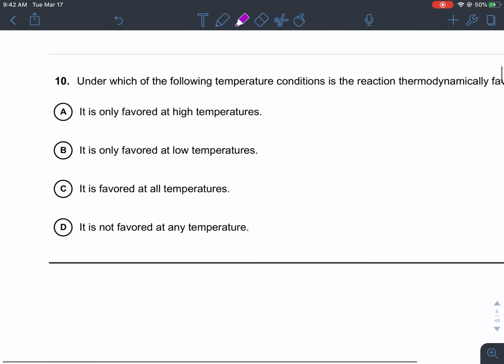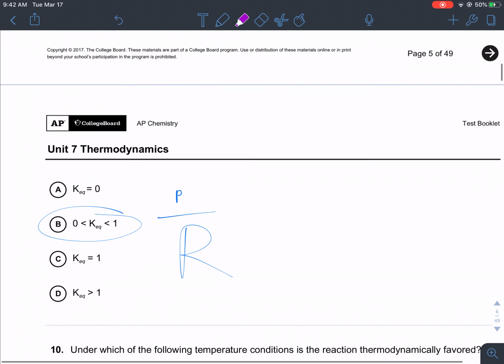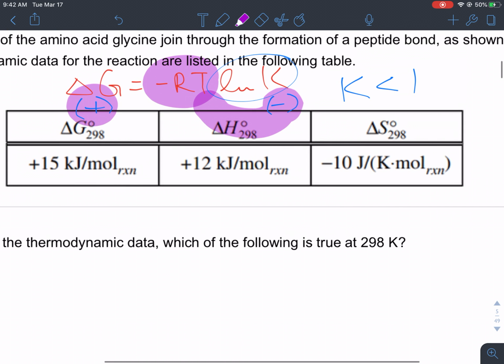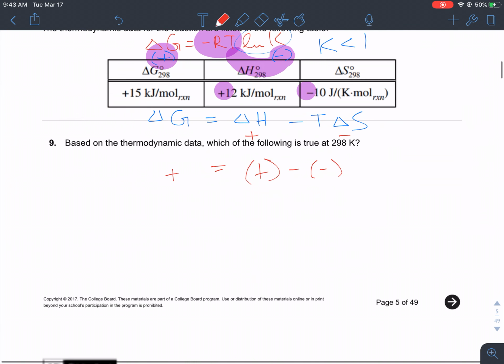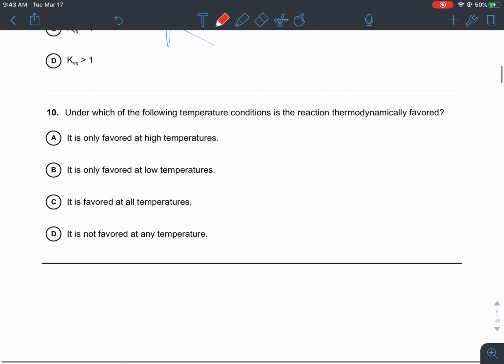All right, number 10. Under which of the following temperature conditions is the reaction thermodynamically favorable? And I'm looking at this and I'm saying, what? If this is positive and this is negative, remember, you have delta G is equal to delta H minus T delta S. If your delta H is always positive and this is always negative, well then you're going to have a positive minus a negative, and that will always be positive. This is never thermodynamically favorable. The answer is D. Doesn't matter what your temperature does.